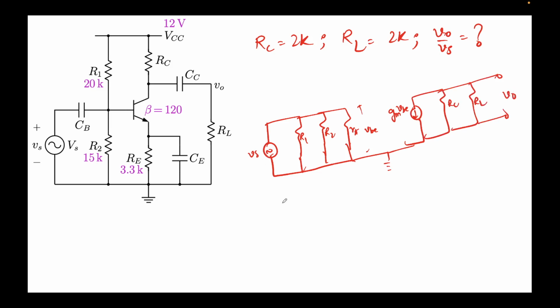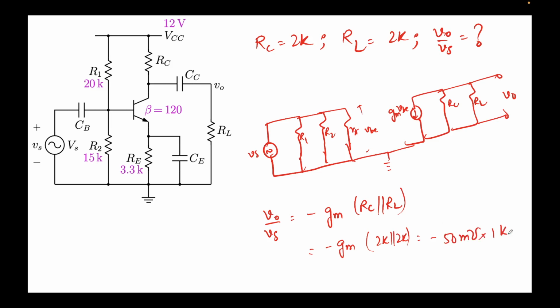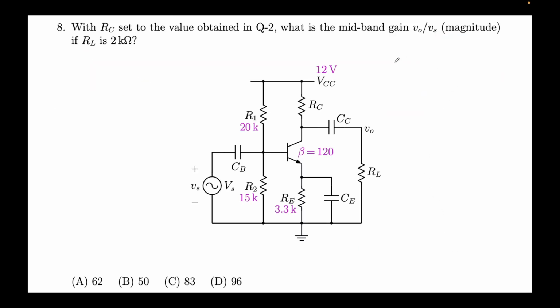So this is the input, and the expression for midband gain came out to be minus GM times RC parallel RL. This was the expression that we had derived. There's nothing to do but plug in the values. So this will be minus GM times 2K parallel 2K. GM is 50 millimho, and 2K parallel 2K is 1K, so the 1K and milli cancel. This comes out to be minus 50. So AV is coming out to be minus 50.